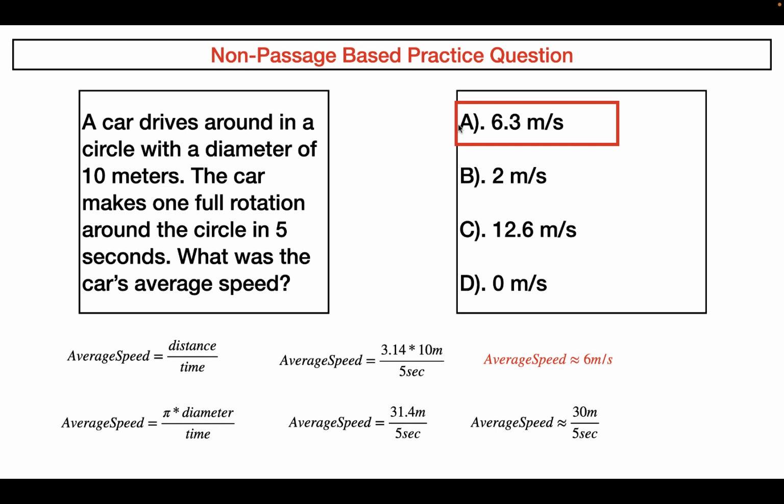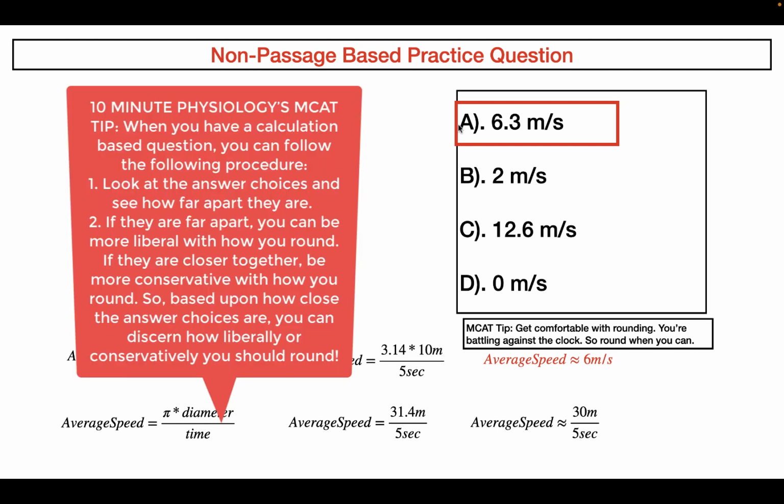So this brings up a very important MCAT tip. In order to do well on the MCAT, you have to get comfortable with rounding. The reason why is because the MCAT is basically a battle with the clock. You don't have much time per question. So one tip that I provide is that the first thing you should do when it's a calculation-based question is to look at the answer choices. If each answer choice is very far apart, then you know you can round pretty liberally throughout your calculations.